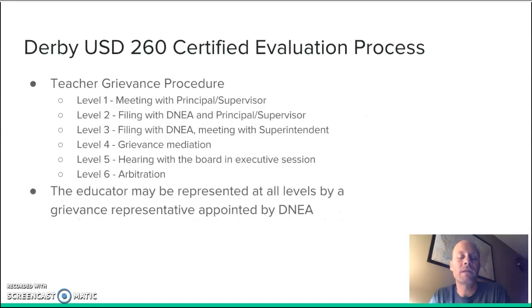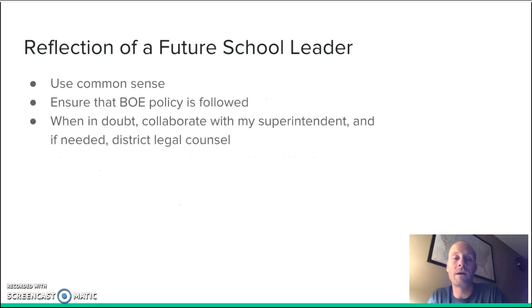If there is a grievance, the teacher's procedure is laid out in the master contract. Level 1 would be to simply meet with the principal or supervisor. At Level 2, the teacher would make a formal filing with DNEA, which is our local teacher association, and also the principal or supervisor. Level 3, again, file with the DNEA and then meet with the superintendent. Level 4, there would be grievance mediation. Level 5 would be a hearing with the school board in executive session. And Level 6 would be arbitration. And at all levels of this grievance procedure, the teacher can be represented by someone appointed by DNEA.